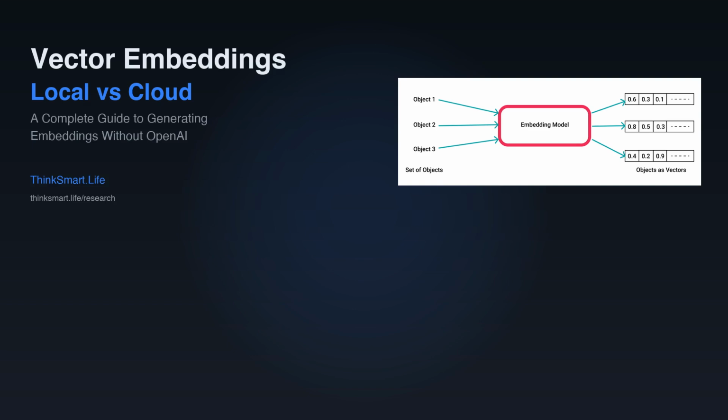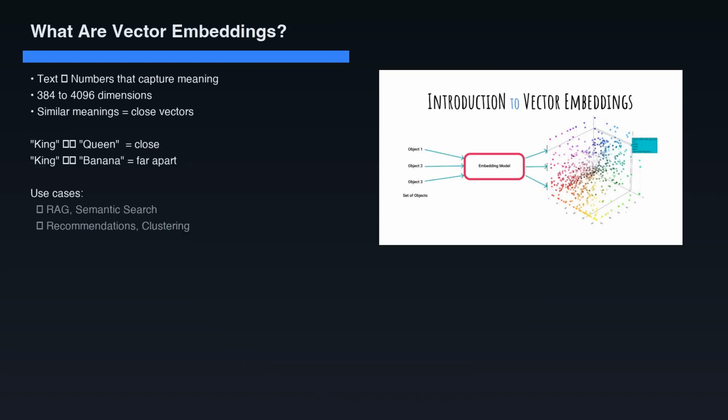Vector Embeddings, Local versus Cloud: a complete guide to generating embeddings without OpenAI. If you're building anything with AI, RAG pipelines, semantic search, recommendation systems, you need vector embeddings. And if you're like most developers, you're probably paying OpenAI to generate them. But what if you could get 90 to 95% of the quality completely free, running on your own machine?